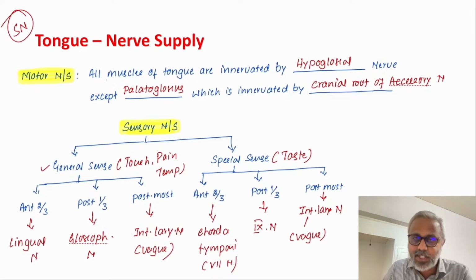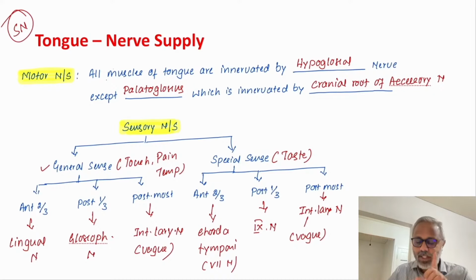So if you observe, in the posterior one-third and posterior most part of the tongue, the nerve that carries general sensation and the nerve that carries taste sensation is the same. From the posterior one-third of the tongue, general sense and taste sense are carried by the glossopharyngeal nerve. From the posterior most part, general sense and taste sensation are carried by the internal laryngeal branch of vagus, right? In the anterior two-thirds, only the nerve differs. General sense, lingual nerve; special sense, the facial nerve, chorda tympani.